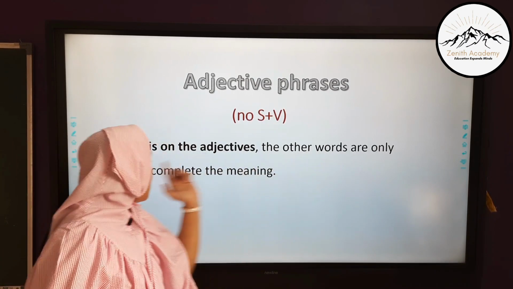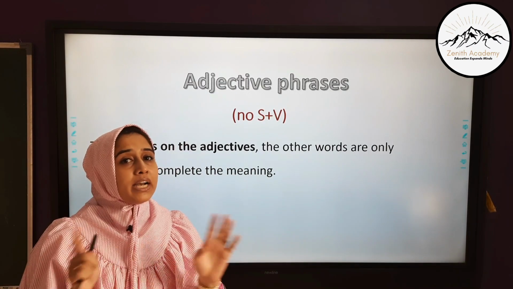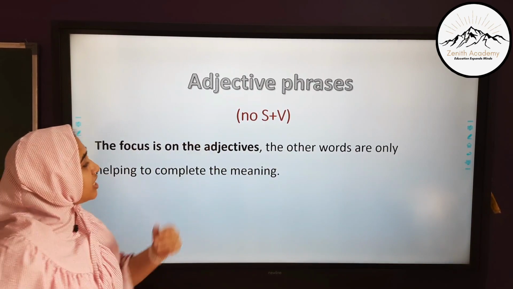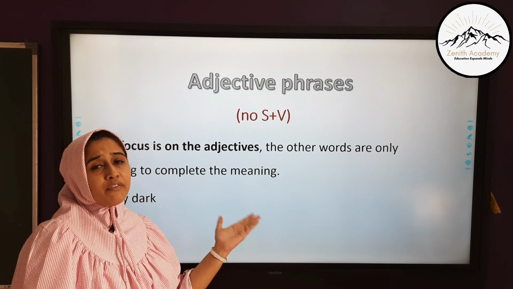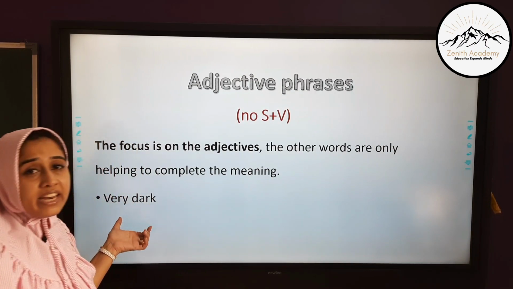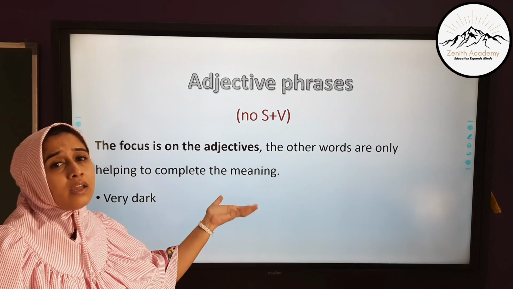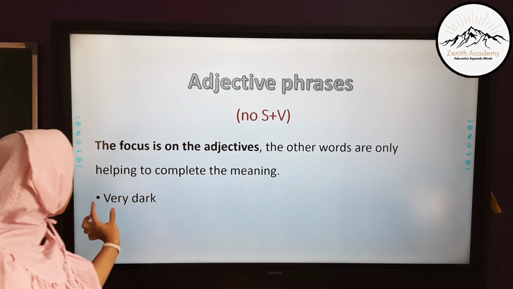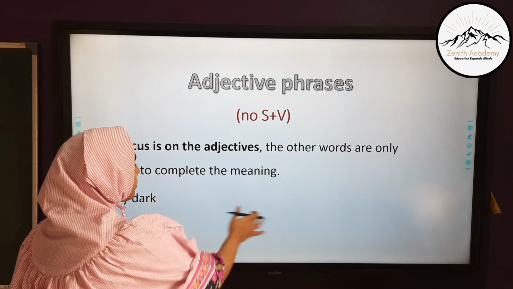The other words are only helping to complete the meaning related to that adjective, not related to the subject or the verb. Now, let us see examples of adjective phrases. Very dark. We often use this phrase, very dark night, very dark person, anything. But here, very dark, what is it saying? What is it conveying? Or what is it identifying? We don't know. So that is why very dark is just a phrase with an adjective, very, and that is why it is identified as an adjective phrase.